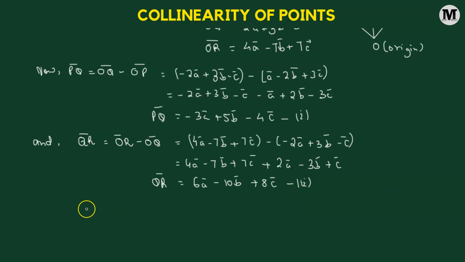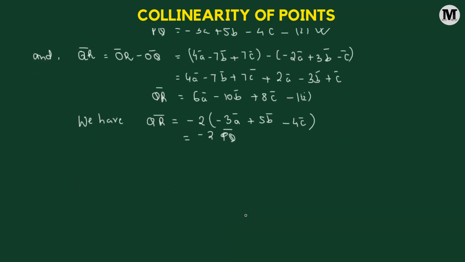Now here we see we have QR vector. So let's start with the vector QR. In this vector, let's take negative 2 as the common factor, which means that we have negative 2 times negative 3A vector plus 5B vector minus 4C vector. Now what is negative 3A vector plus 5B vector minus 4C vector? That we have already defined in 1 as the vector PQ. So QR equals negative 2 times the vector PQ.